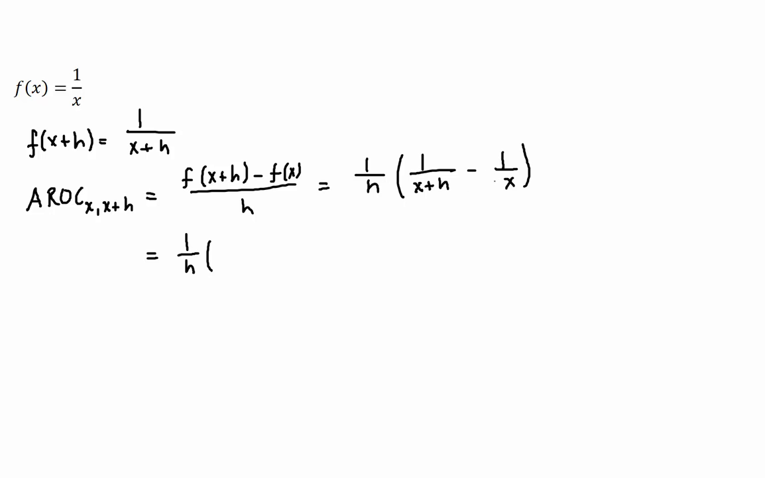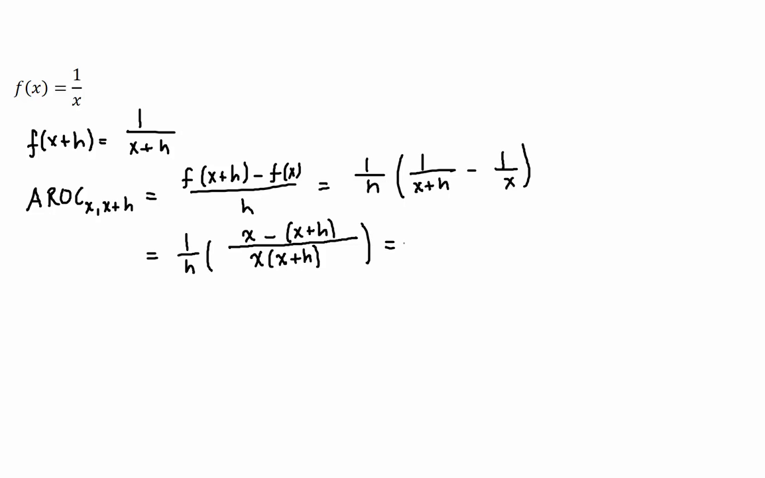When you have the difference or the sum of two fractions, well, how do you sum fractions? Well, the only thing you can think of is do common denominator. So the common denominator here would be x times x plus h, and then in here you would have x times x plus h divided by x plus h, which is going to be x, and then minus x times x plus h divided by x, which is x plus h. Or if you want, you just cross multiply them.